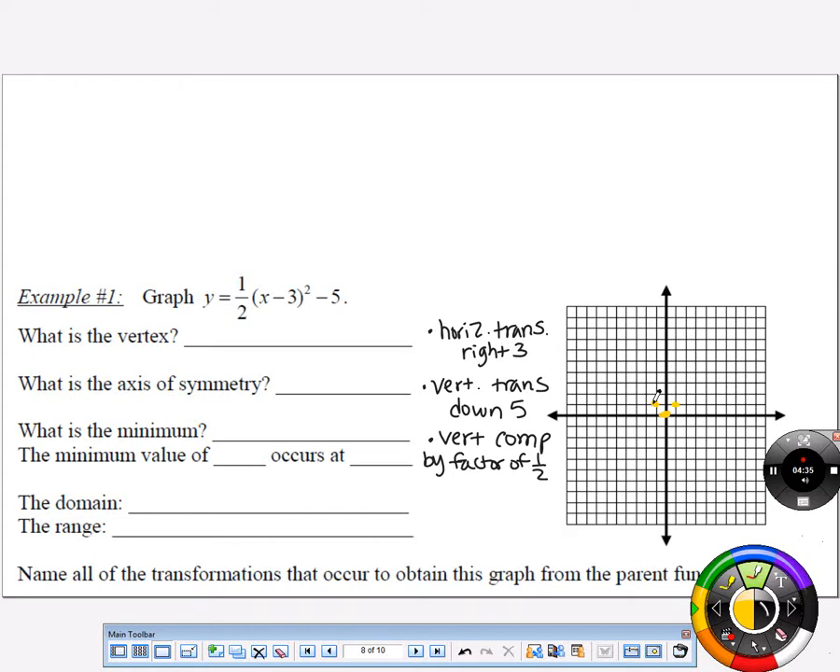Now, we are eventually going to have this parent function memorized. We're going to be like, oh, x squared, parabola, 0, 0, over 1, up 1, over 2, up 4. We're going to know where those points are. Okay? So vertex is important and a couple of points around it.